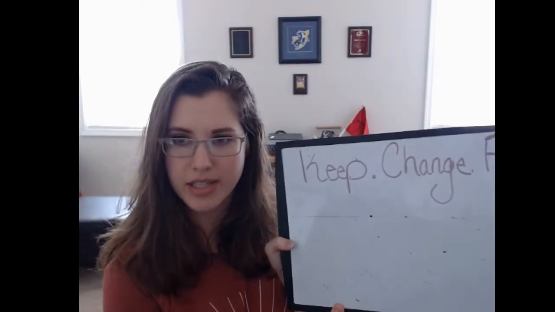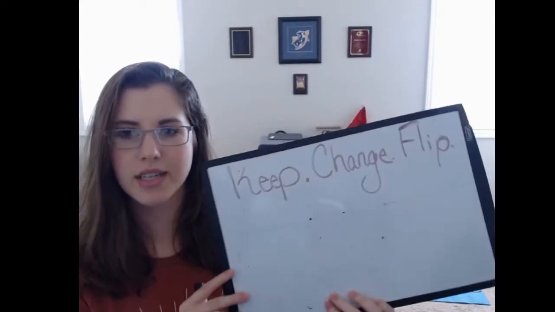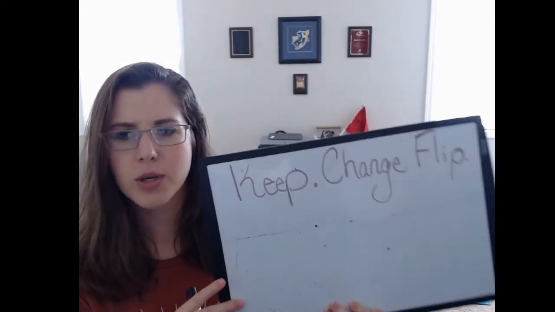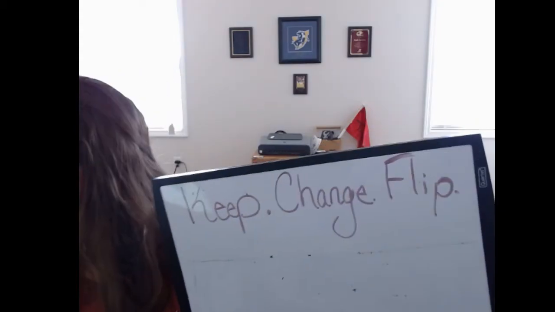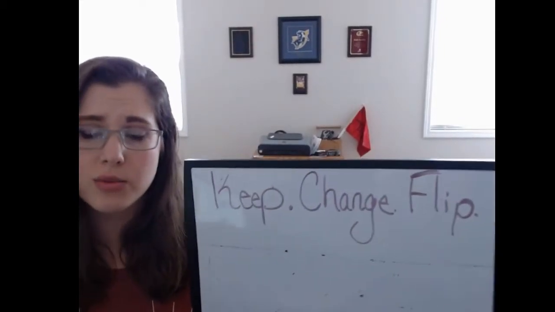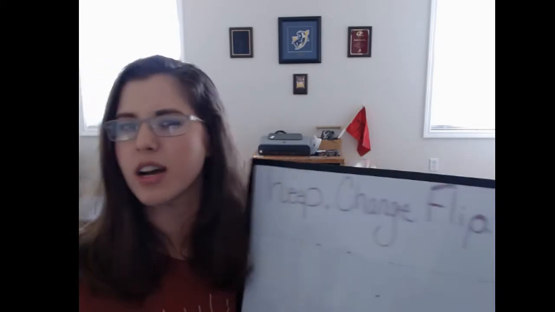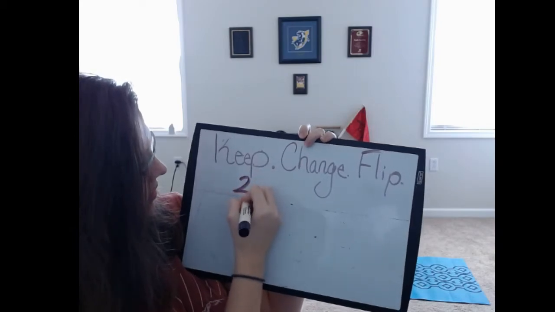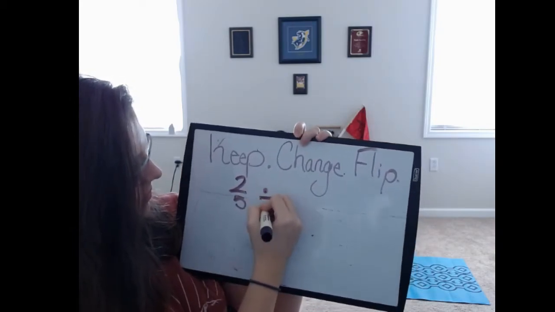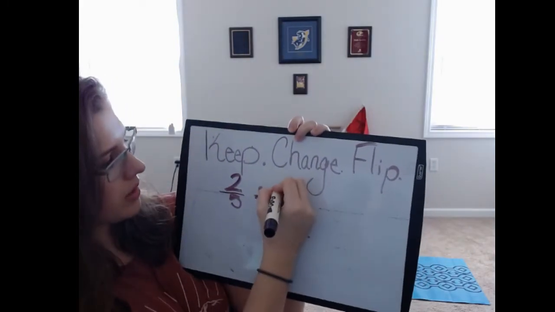But anyways, let's get back to that keep, change, flip. I need to scoot over. Keep, change, flip. Look, working in a camera is difficult, y'all, to get the mirror image right. Anyway, the first fractions we're going to divide are going to be an easy one, fractions by fractions. We'll do 2/5 divided by 3/4. So 2/5, with my fraction bar there, divided by 3/4.